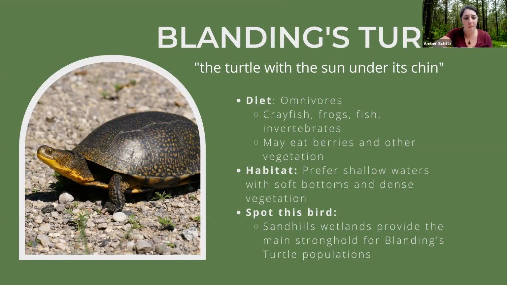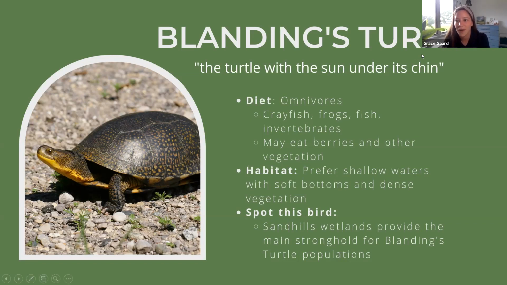Absolutely. I did find that one of their main meat sources is crayfish, and they'll also eat frogs, fish, and invertebrates. They might eat some other vegetation like berries. It is cool to keep in mind that those yellow spots might be because of the nutrients the crayfish are giving them. There's always so much more to learn about the wildlife we have in Nebraska. Thanks for sharing that, Amber. So the Blanding's turtle is very much a species you would probably find in the Sandhills.